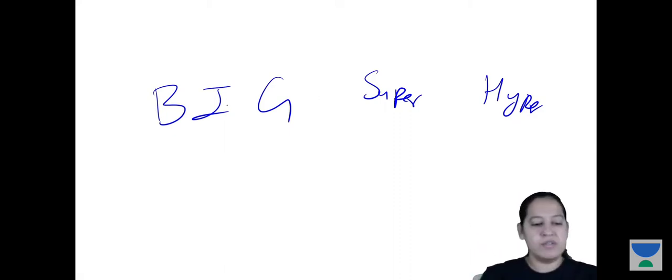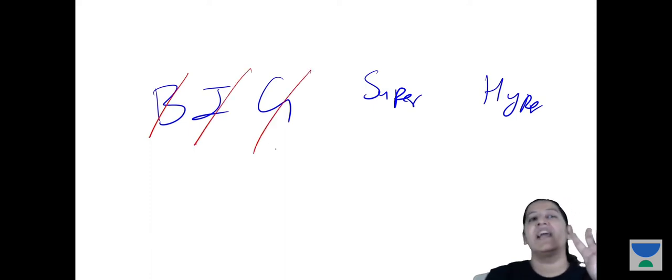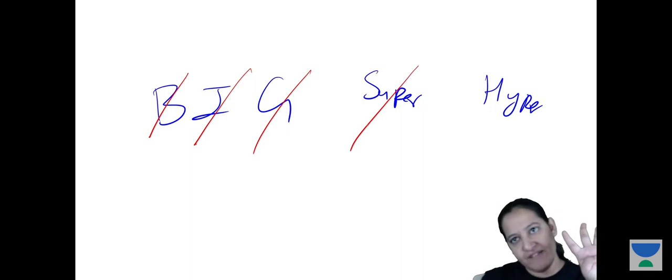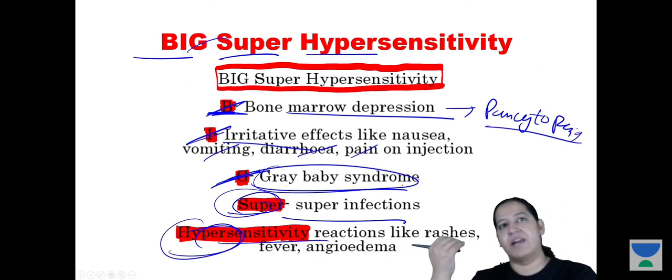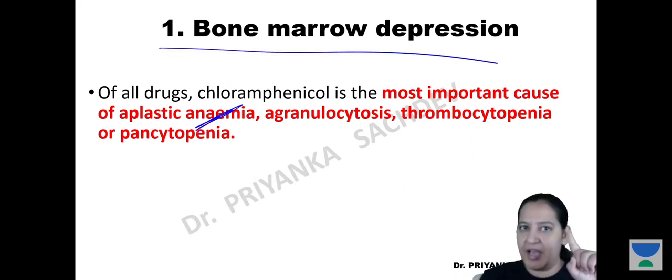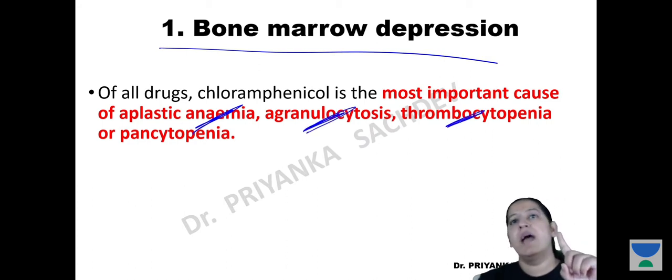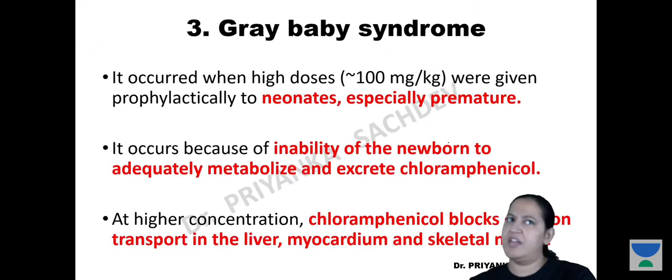So what is the full form? B is bone marrow suppression. I is irritative local effect. G is gray baby syndrome. Super infection, hypersensitivity. Give me a thumbs up. Everyone give me a thumbs up. So that is the mnemonic. Bone marrow depression, I have already explained. The patient will have pancytopenia, anemia, WBC will decrease causing agranulocytosis, and thrombocytopenia. So bone marrow depression, irritative effects, gray baby syndrome.